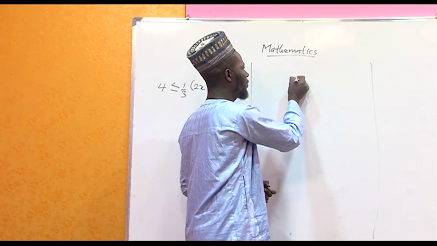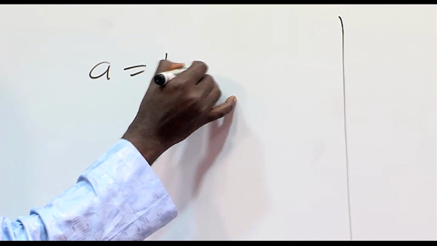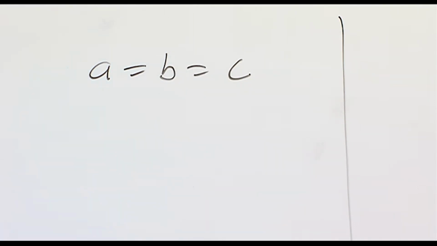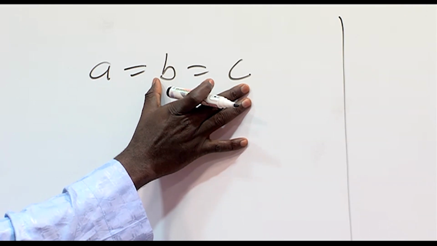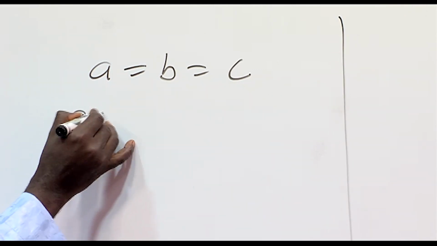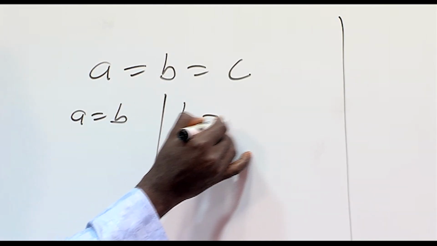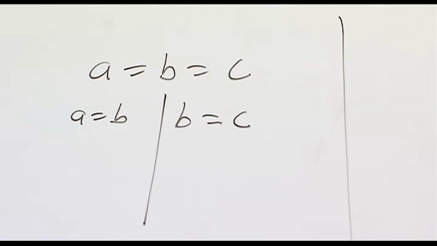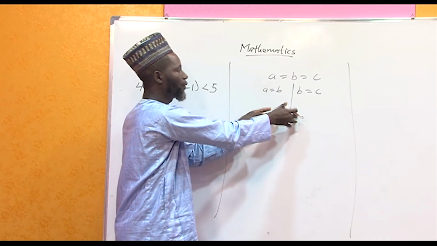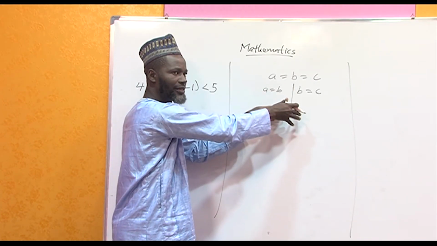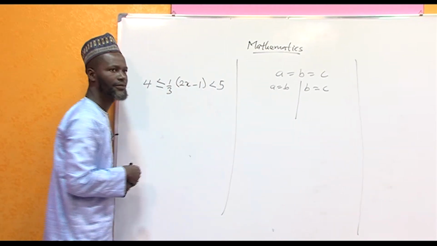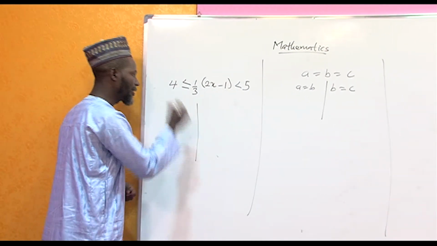It's like we are given A equals B equals C, which is a simultaneous equation. We can combine this one, then combine this one. By saying A equals B, you can have your partition like this. Then you solve this one normally, then B equals C, then solve this one normally. So we are going to use the same approach to solve this. So let's have our demarcation.